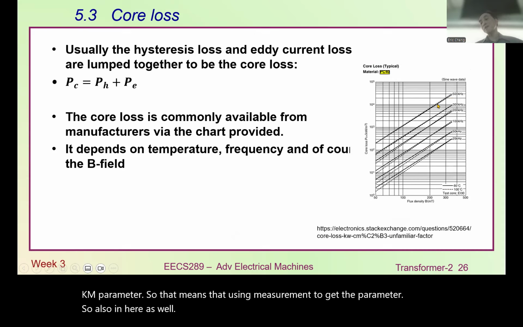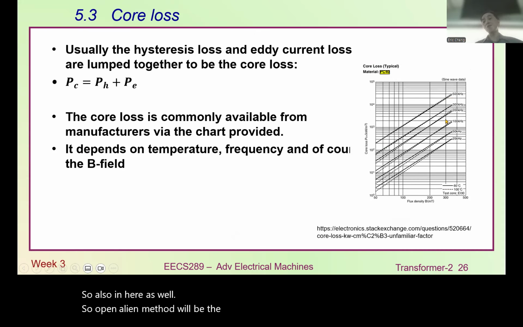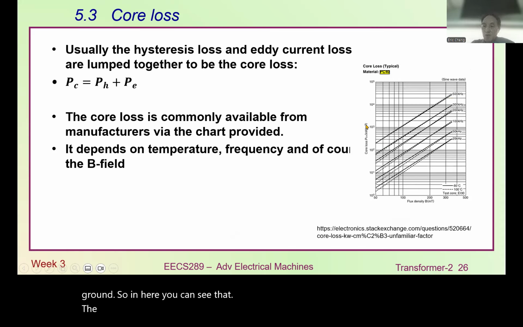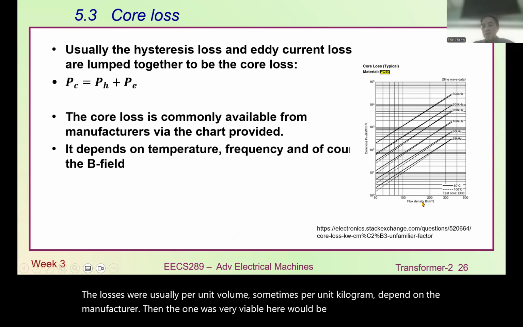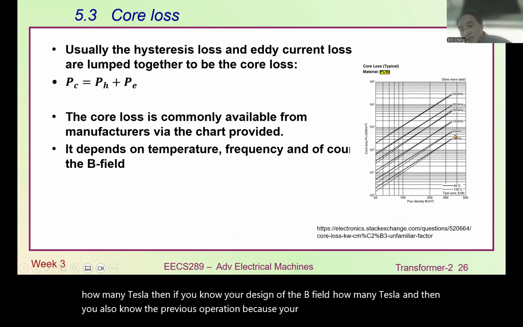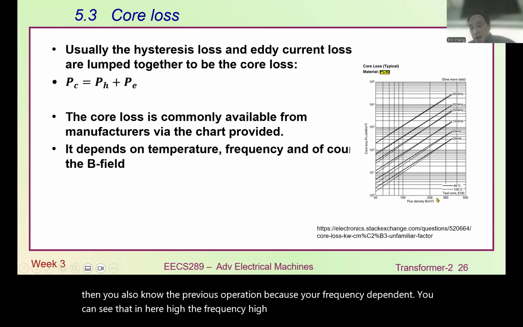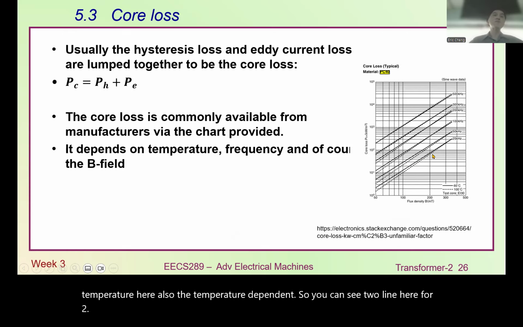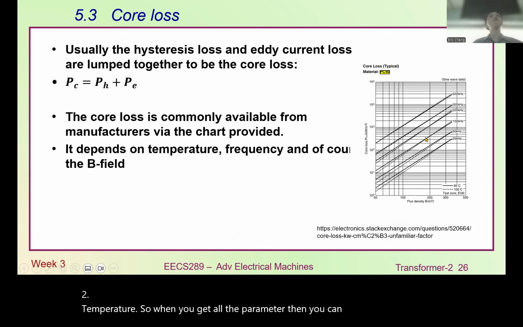But another method is that the manufacturer will present them in terms of a graph. Here, you can see the losses are usually per unit volume, sometimes per unit kilogram, depending on the manufacturer. One of the variables here is the magnetic flux density, how many Tesla. If you know your design of the B field, and you also know the operating frequency, because it is frequency dependent, you can see that the higher the frequency, the higher the losses. It is also temperature dependent, so you can see two lines here for two temperatures. When you get all the parameters, you can use the lookup chart method to get the losses.